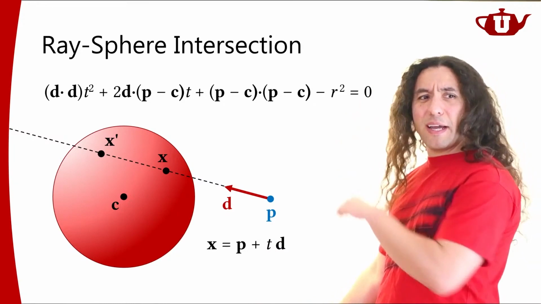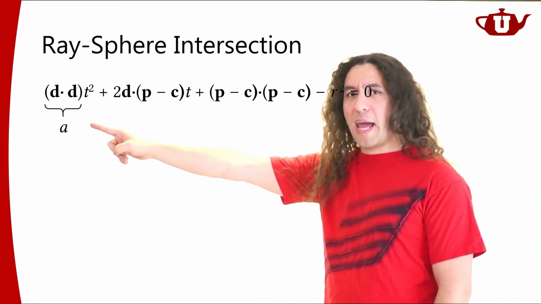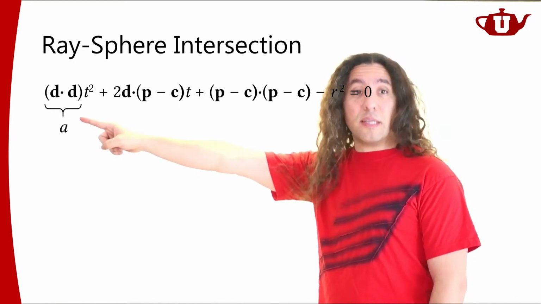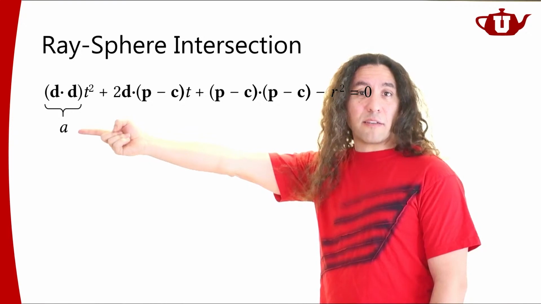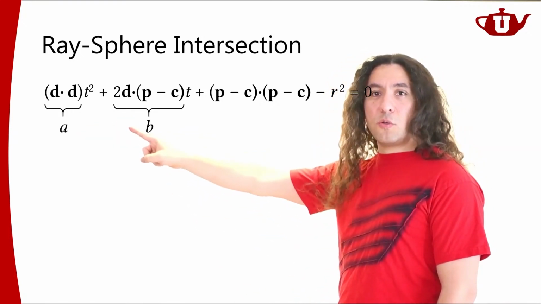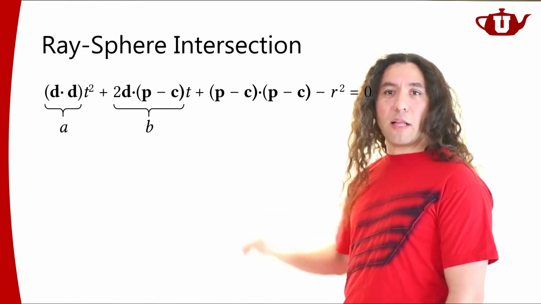So let's simplify the notation just a little bit. I'm going to call this term A. It's just a scalar: the dot product of D by itself gives me a scalar value, and I'm going to call that A. I have another dot product here, 2D dot P minus C. I'm going to call that scalar value B.